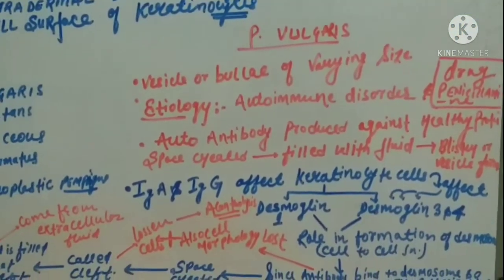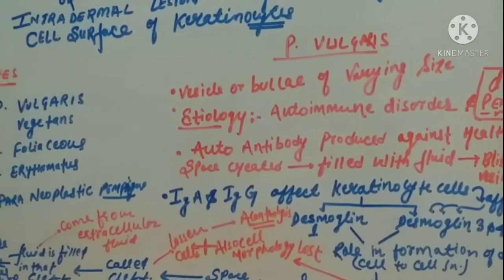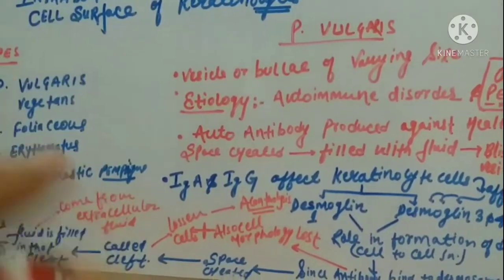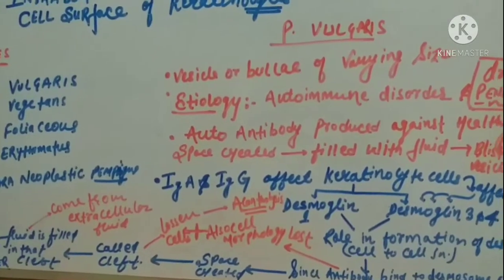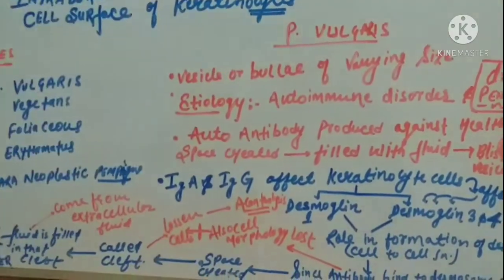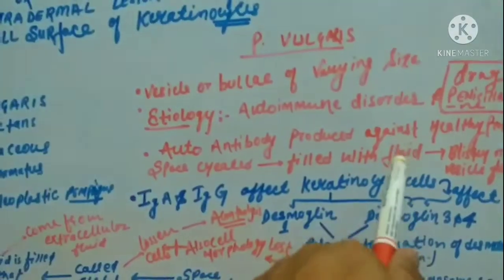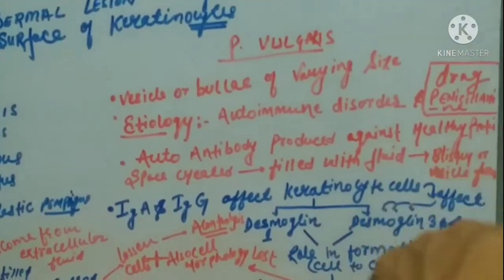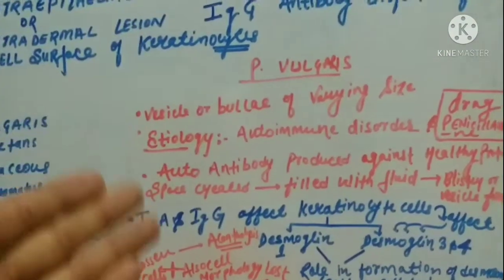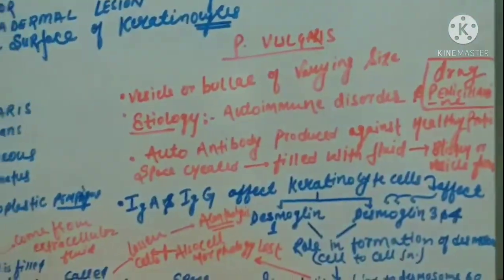Now come to the etiological part, what and how. You must ask in every question or in every study, what and how. We have told it's an autoimmune disorder. How? How is the body producing the antibody and how is it acting? The autoantibodies IgG and IgA, as already discussed, are produced against our healthy protein, and that is creating a space. In that space the fluid is filled and that is converted into the blister or the vesicle.